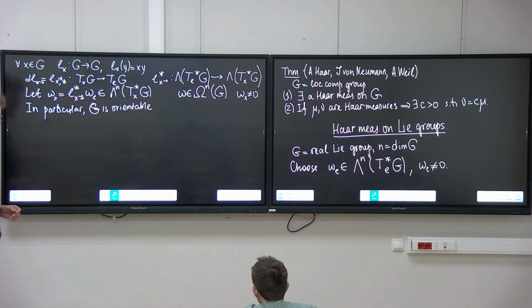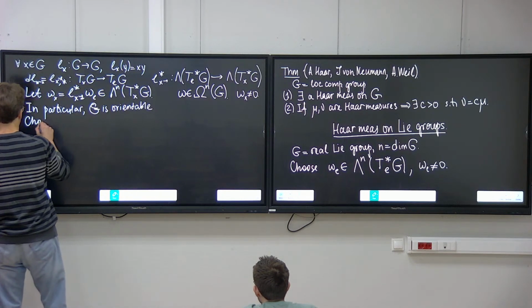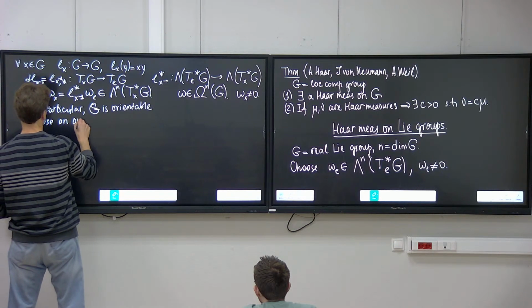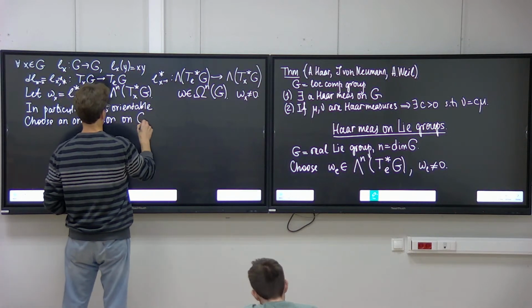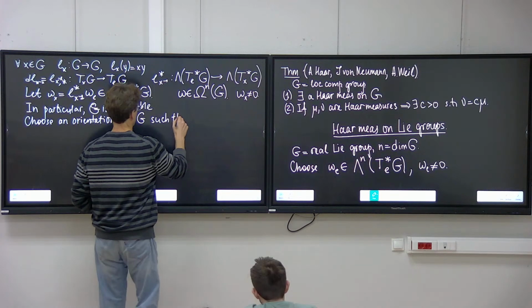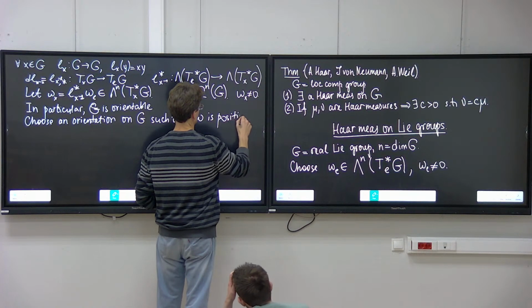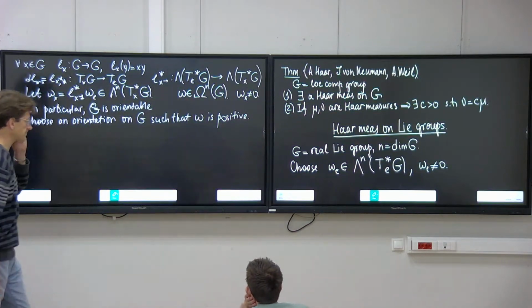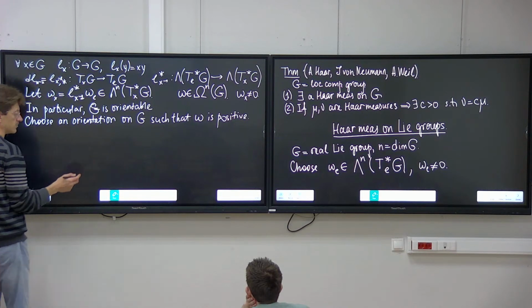Let's now choose the orientation which is compatible with omega. We choose an orientation, which is, by the way, obviously unique, such that omega is positive. So once we have chosen an orientation, we can now integrate differential forms of higher degree. And in particular, we can integrate our form omega itself. So we can now define a measure.